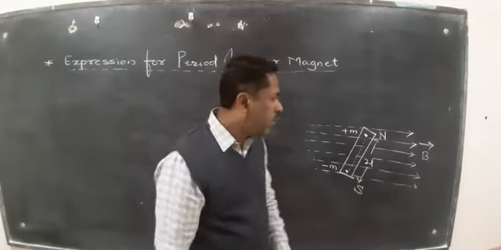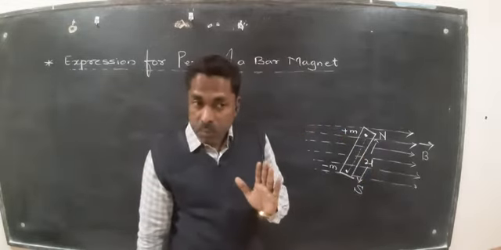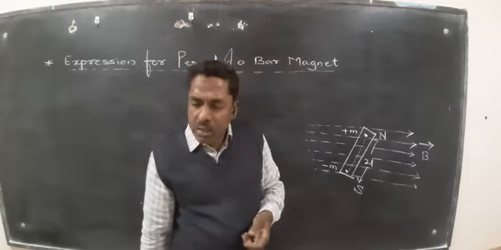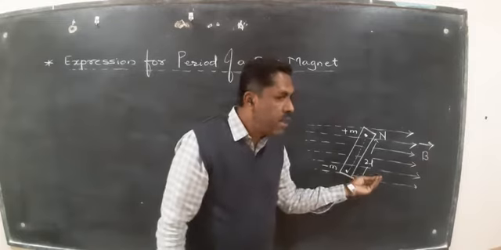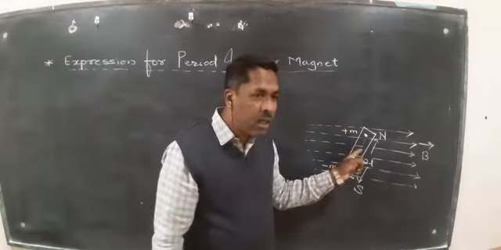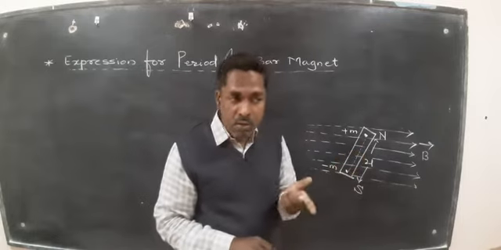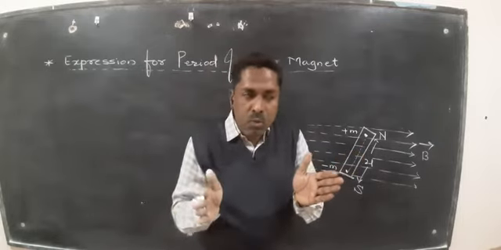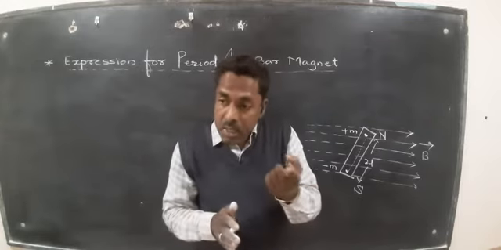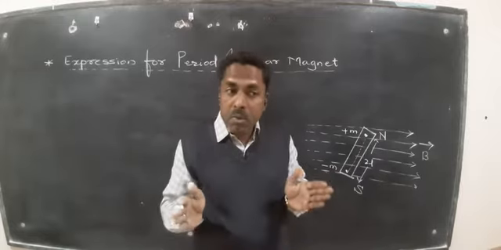Now take another magnet nearer to this magnet. What happens? Take another magnet and bring it nearer to this magnet. This magnet comes under action. Because we are well familiar that whenever two magnets come close to each other, if north pole and south pole come close, attraction between them takes place. If north and north come, then repulsion between them takes place.